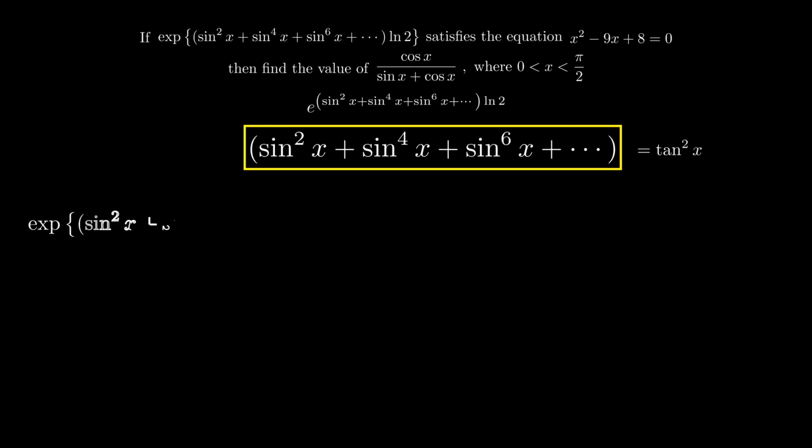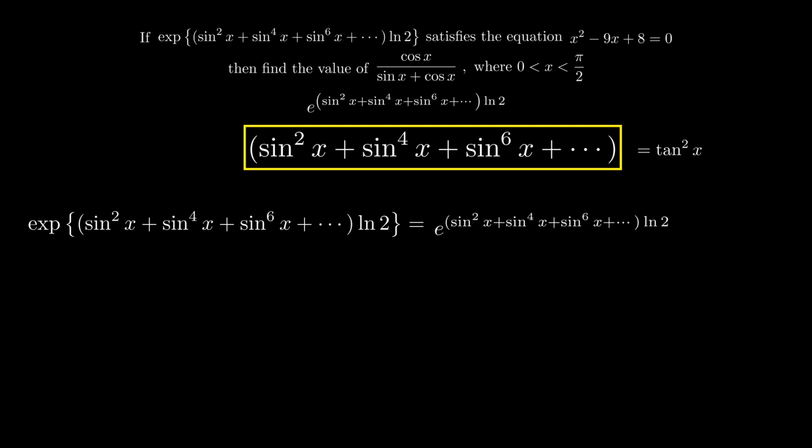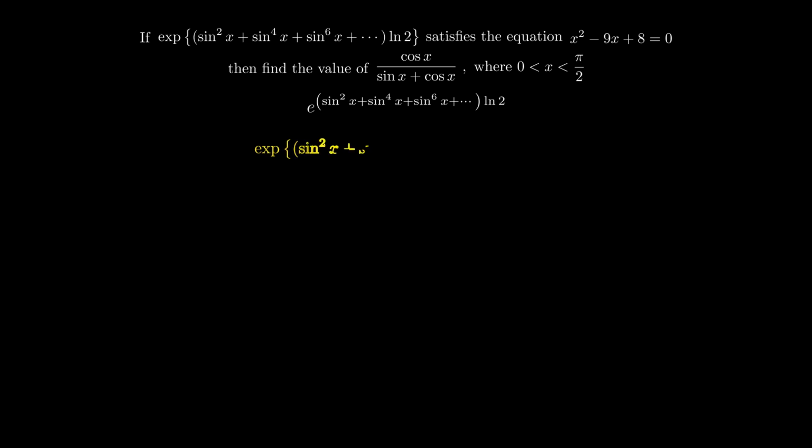Now, if we look at this exponential term, it is written as e to the power, the series times ln 2, which can be transformed into, as we have found out, e to the power tan squared x times ln 2, which can be rewritten as e to the power ln 2 to the power tan squared x, which eventually becomes 2 to the power tan squared x. It's the basic rule of logarithm. As the base of the logarithm is e, we can write it like this: 2 to the power tan squared x.